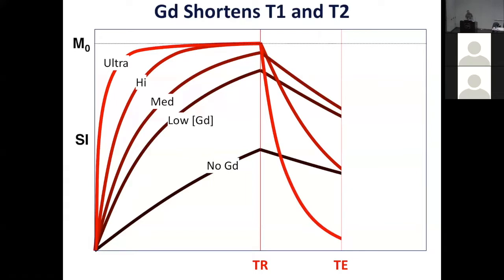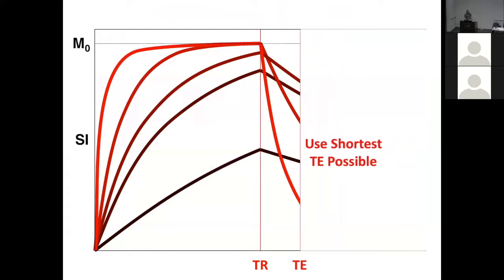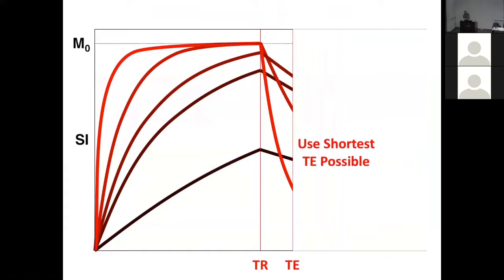The other teaching point is here. If you want to see high signal with gadolinium, do you want your echo time to be short, or do you want it to be long? Well, let's shorten the echo time and see what happens. So I'm going to now take this echo time and start shortening it. And as I shorten it, look at all these curves and ask what's happening to the signal. As I shorten the echo time, notice that the signal goes up. Even for this very, very high gadolinium, the signal is higher than it was.